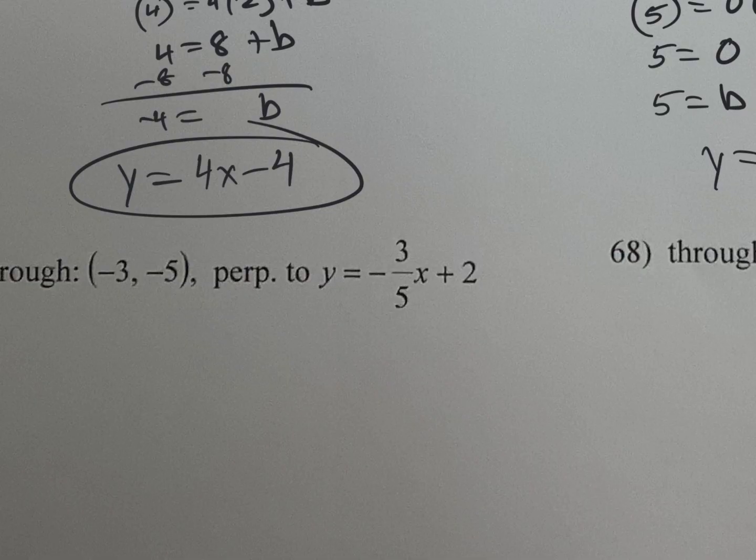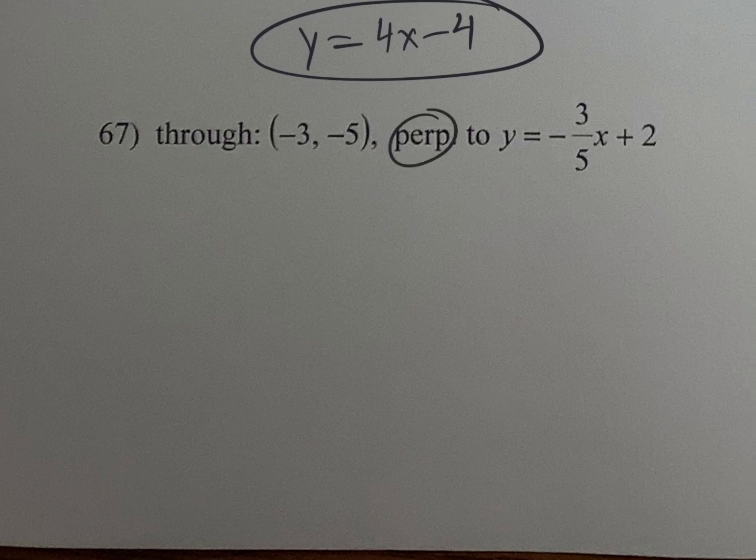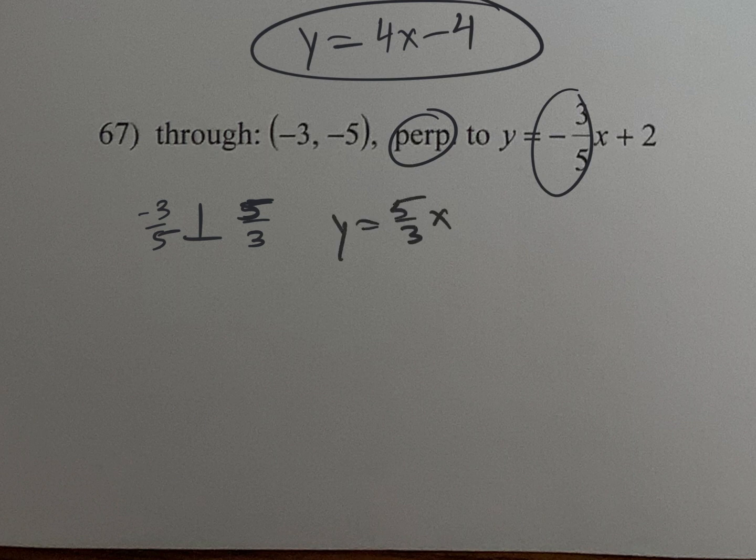Okay, 67. Perpendicular to that line, that slope. So negative 3/5. What's the perpendicular slope? Everybody. 5 over 3. Hey, come on, man. You know the answer. Give it to us. Be happy you know the answer. So now you rewrite it. Y equals 5/3 x plus b. It's all repetition.